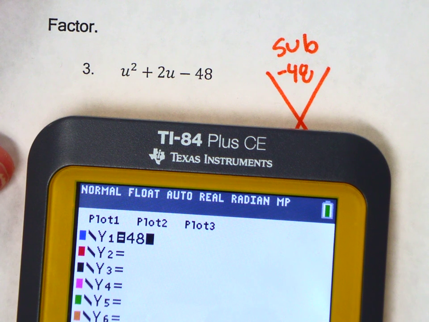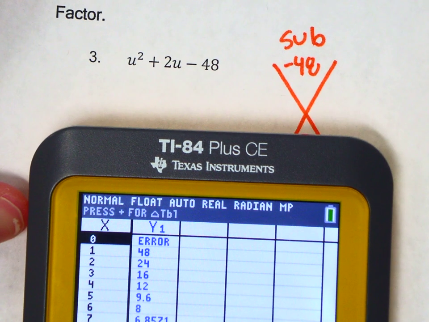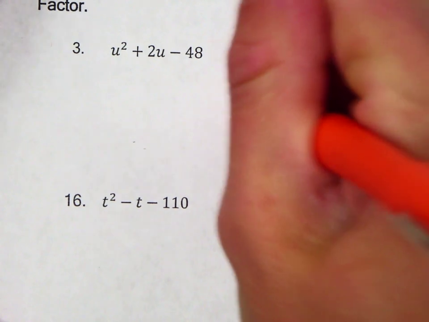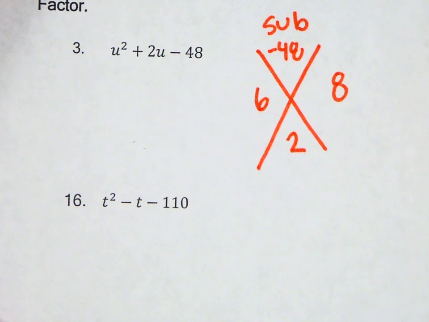So I'm going to go into my calculator and I'm going to go to y equals, and I'm going to type 48 divided by x. I'm going to go to the table. So I'm looking for the pair that's going to subtract to give me 2, which is 6 and 8. So I have 6 and I have 8.